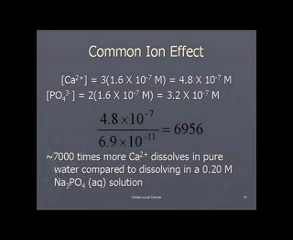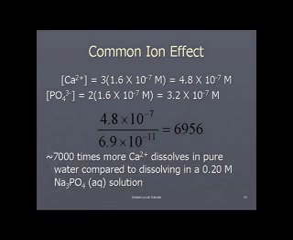I want to compare for you the amount of calcium ion that would dissolve with phosphate ion in pure water as opposed to the amount of calcium ion that would dissolve with phosphate ion in which there's already 0.20 moles per liter of phosphate ion present. So the amount in pure water was 4.8 times 10 to the negative 7th moles per liter. We're going to divide that by the amount of calcium ion in the 0.20 mole per liter sodium phosphate solution, which is 6.9 times 10 to the negative 11th.